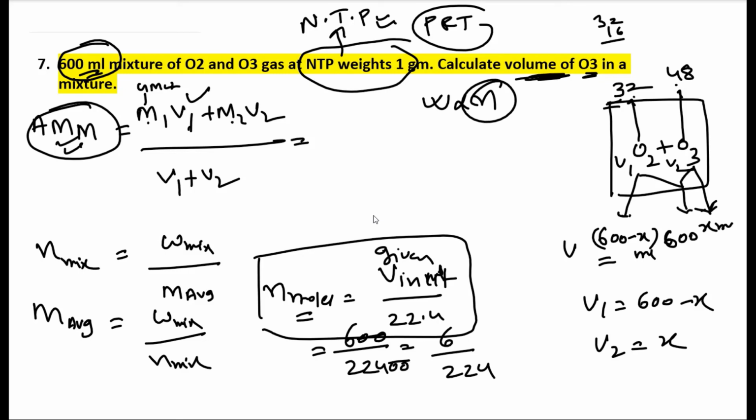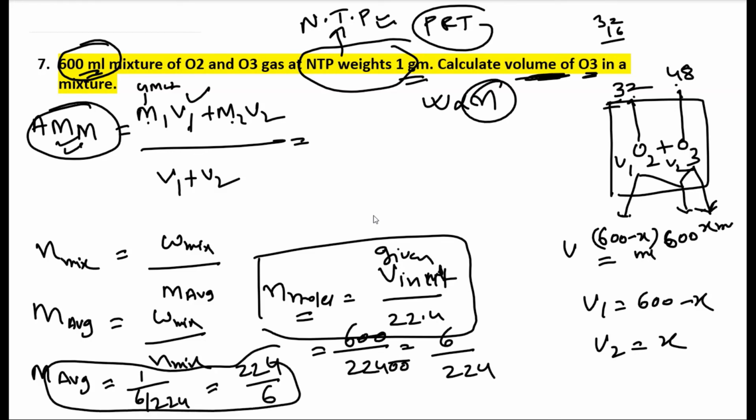Then how to calculate average molecular mass? M average is equal to the weight of the mixture given, which is 1 gram, divided by the number of moles of the mixture, which is 6 by 224. After calculation, what you are getting is 224 by 6. This is the molecular mass of the mixture. Please closely observe. In place of the average molecular mass, you have to substitute 224 by 6, which is equal to M1.